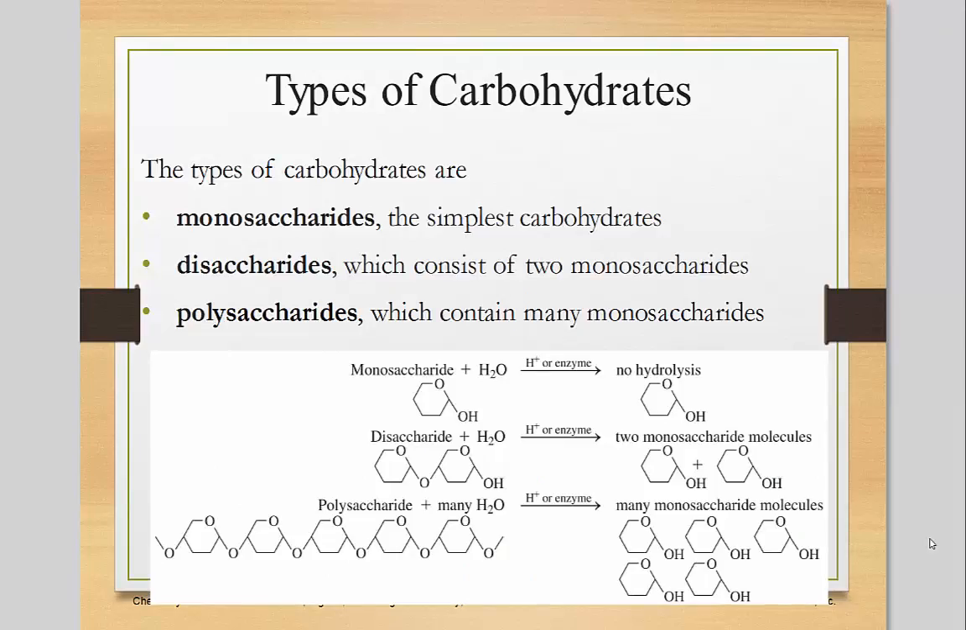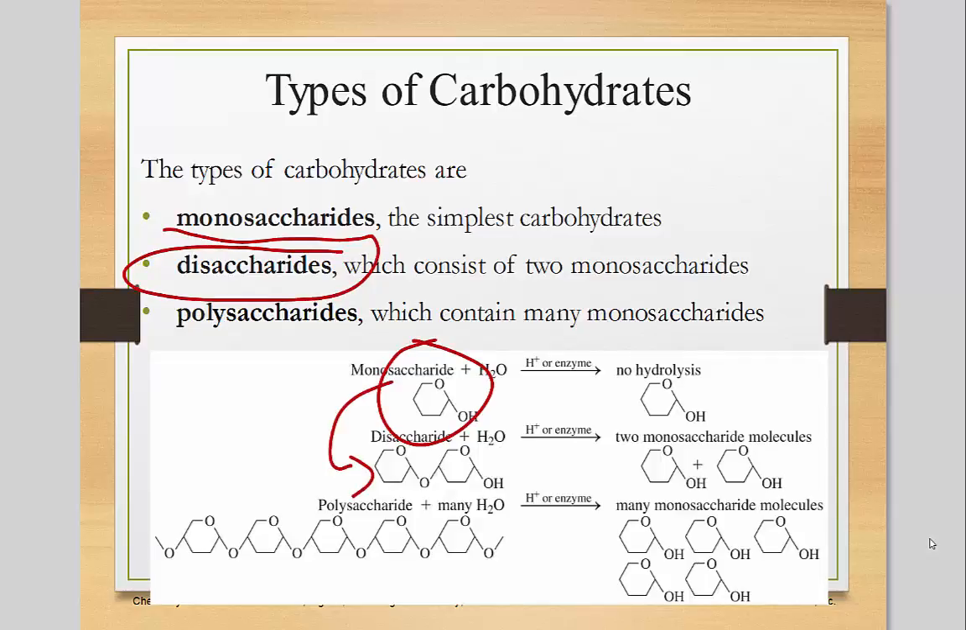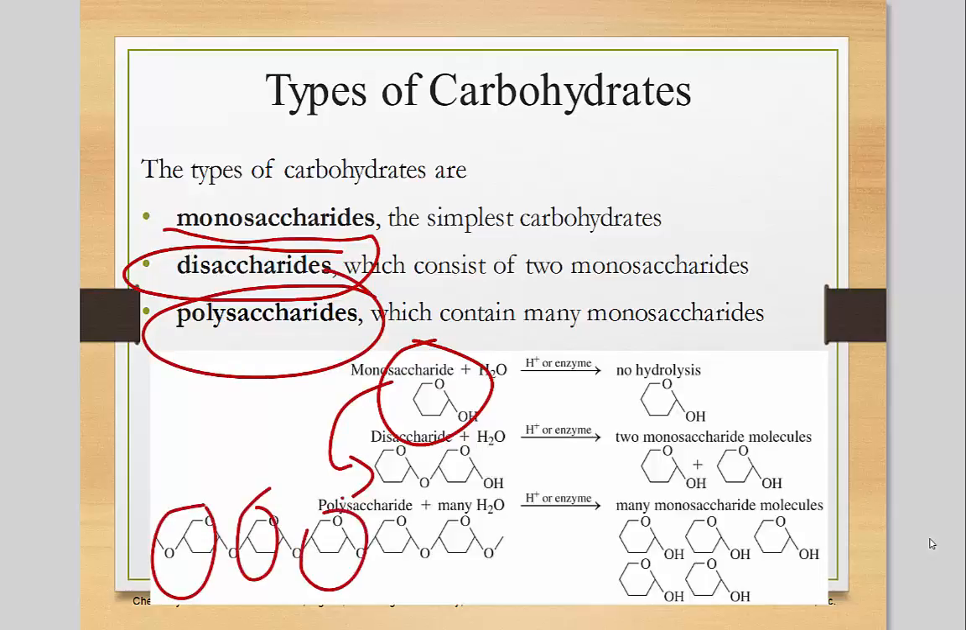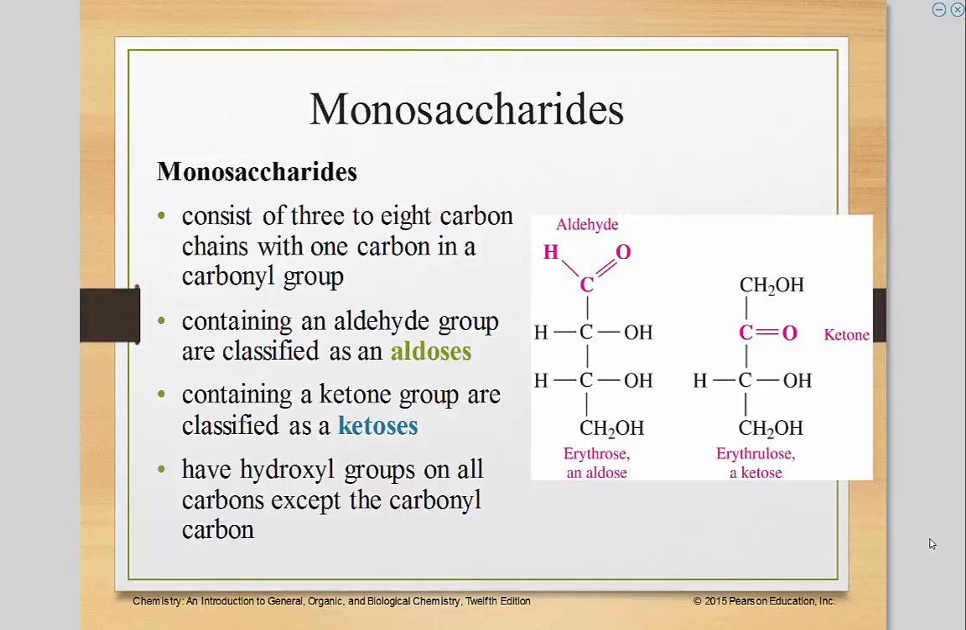There are three types of carbohydrates. Monosaccharides, which means one, which is the simplest kind. Disaccharides, which are two of these combined into one compound. And polysaccharides, which is several of the monosaccharides bonded together. Monosaccharides consist of 3 to 8 carbon atom chains with a carbon in a carbonyl group. So we have one here and we have one here.